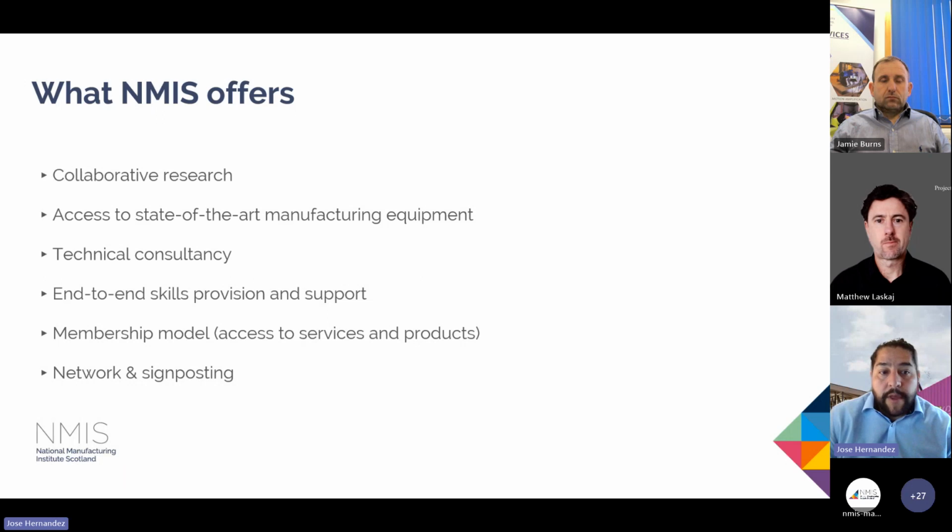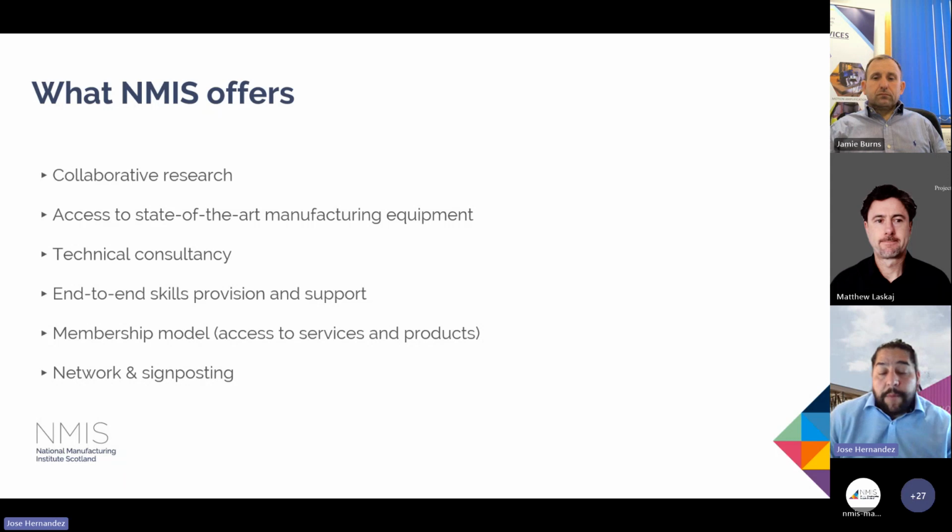As part of this collaborative research and this equipment that we have, we can also offer some specialist technical consultancy. Our approach to skills, as we mentioned, is quite important, and we have an end-to-end view of this skills ecosystem from 5 to 75. We engage in STEM activity, and all the way to doctorate programs. So if you have a skills-related question, please get in touch, and hopefully we'll be able to help you with that.